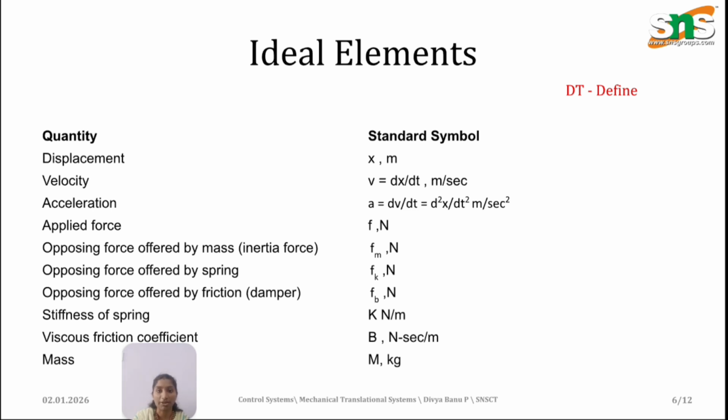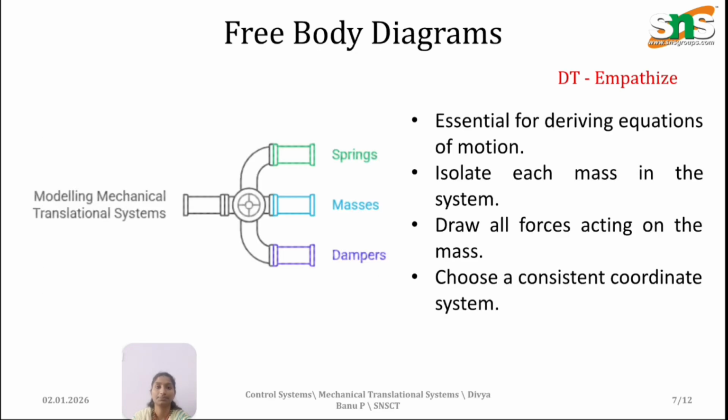When we have to apply a force, the applied force is F, and its unit is Newton, N. The opposing forces by the mass, spring, and damping dashpot, which is friction, are Fm for mass, Fk for spring, and Fb for friction. Now let us solve a problem. When we solve a problem, we use all these coefficients. The stiffness of the spring is K, the friction coefficient is B, and the mass is M. Since mass is the weight of the system, it is measured in kilograms.